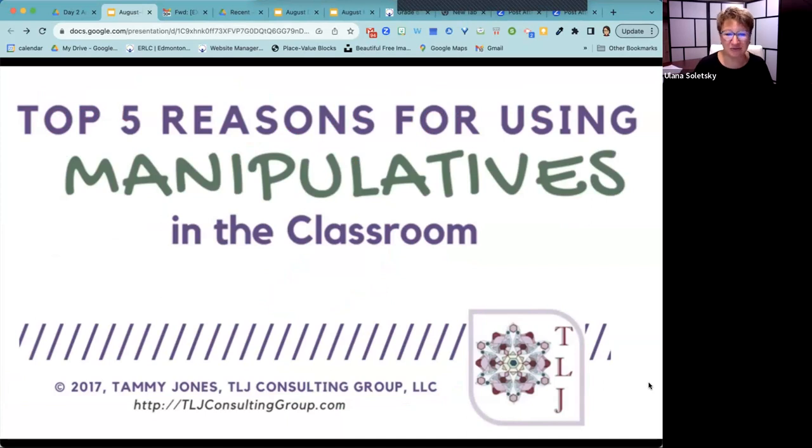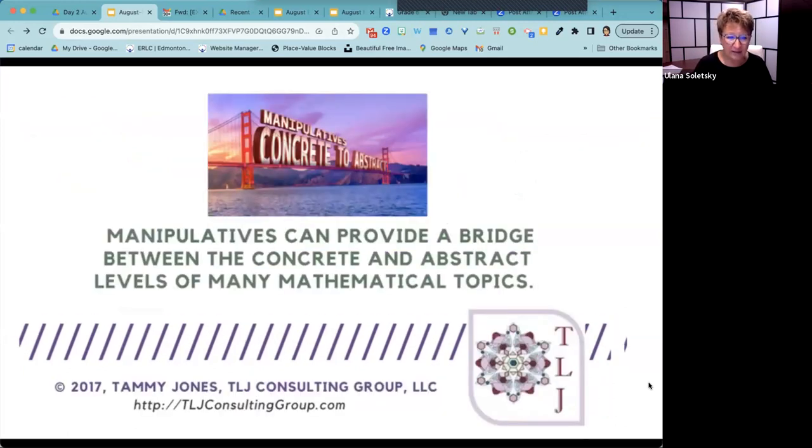This is a great little visual that I found. It's in our slides that I will give you at the end of today's session, and it is from Tammy Jones. Top reason number 1, it will provide a bridge between the concrete and abstract levels of many math topics. So it is something that is really needed to provide that bridge for understanding.